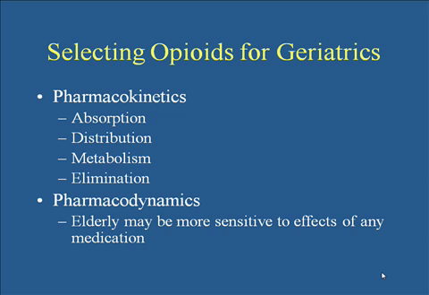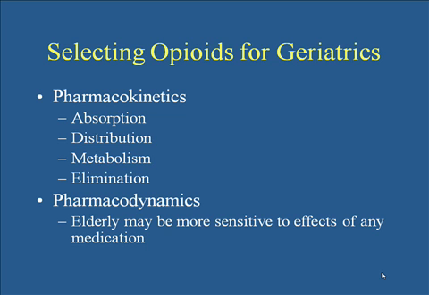Selecting opioids for geriatrics, pharmacists tend to throw in slides on pharmacokinetics. Fortunately, I only have 2. And the basic pharmacokinetic parameters are listed there with absorption, distribution, metabolism, and elimination. We don't tend to worry too much about absorption with opioids. Distribution can have some impact, but not a great deal. Metabolism, not so much. Elimination is the big key factor, and we'll talk about that in the next slide. Elimination of opioids is one of the most important pharmacokinetic aspects.